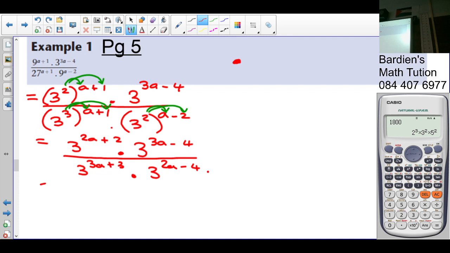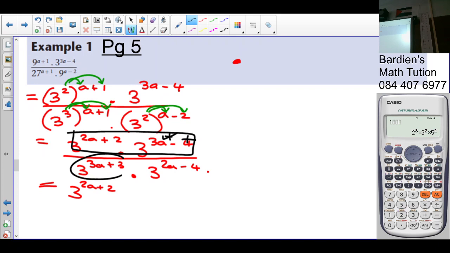Okay. So what do we notice? All the bases are 3. So we're going to say 3 to the 2a plus 2. Are we multiplying here? Yes, so what must we do? We will add that. Are we dividing here? Yes, so we will subtract. Understand?